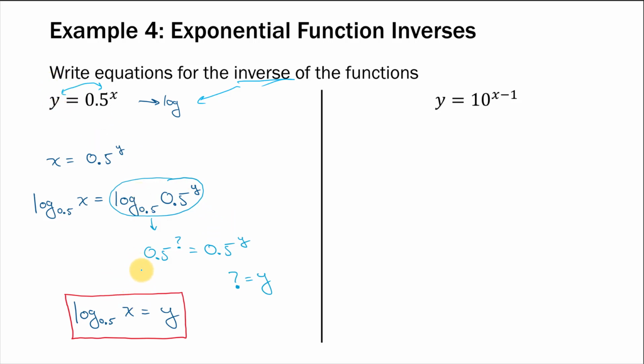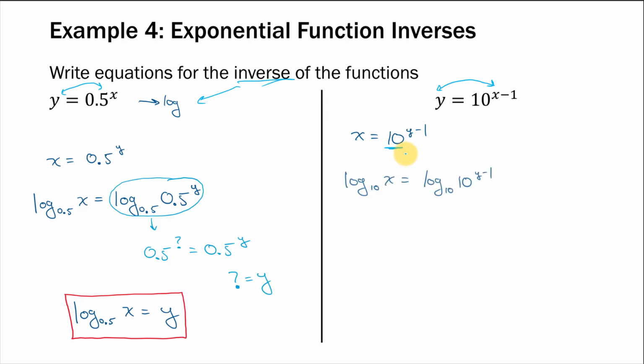So the inverse of this equation here is going to be log base 0.5 of x is equal to y. Now let's take a look at this equation here. Again, I'm starting off by switching my x and y, that's what you see here. And then again, I'm going to take the log of whatever this base is, so log base 10 of both sides of my equation. If I take the log of my left-hand side, I have to do that to the right-hand side of my equation.